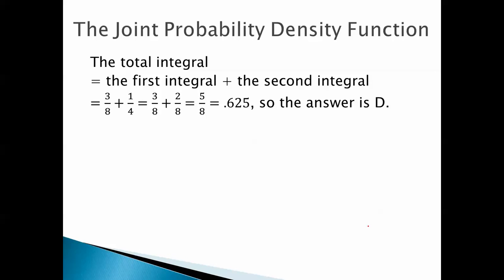So the total integral, the first integral plus the second integral, is 3/8 plus 1/4, which is 5/8, and so the answer is D.